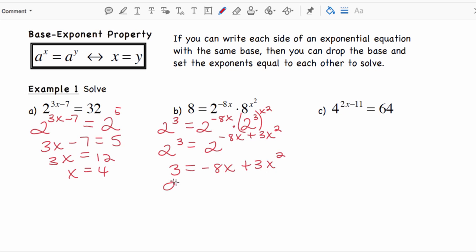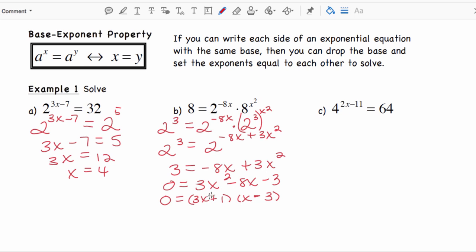This is quadratic, so I'll just move everything to one side, put all my terms in order, and then go ahead and factor. And then we need factors of 3x squared in first position and factors of 3 in last position. And we're going to put a minus in front of 3 and a plus in front of the 1, and I believe that is factored correctly.